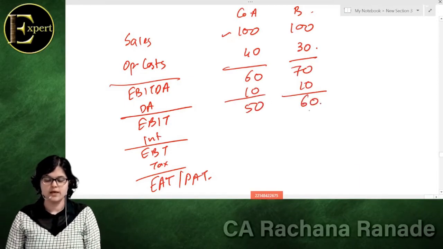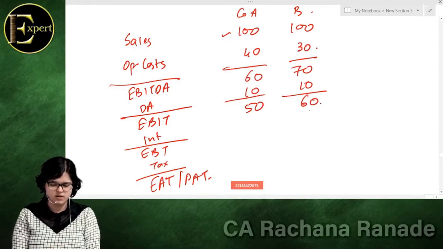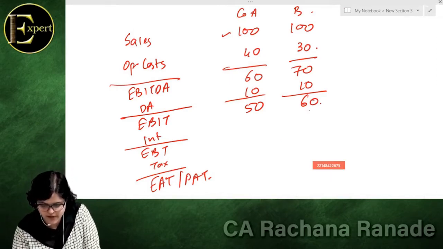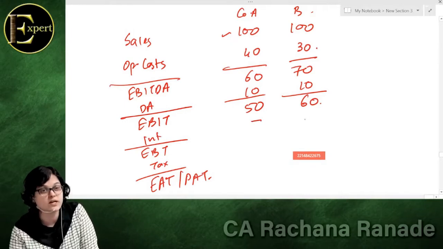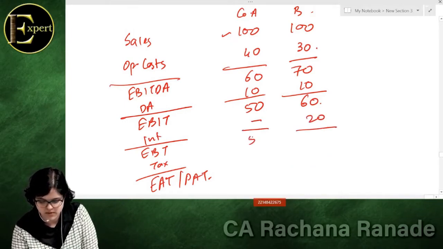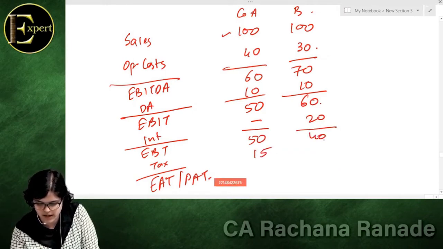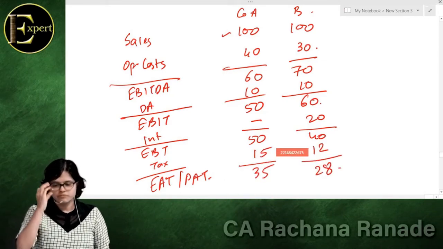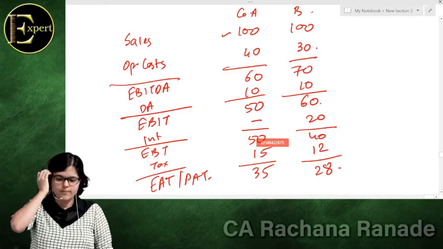For A, our assumption was what? It's a debt-free company. Here we are assuming debt, 20 rupees. What is EBT? 50 and 40. Tax was 15 and 12. PAT is 35 and 28. Just by looking at PAT, A was better.